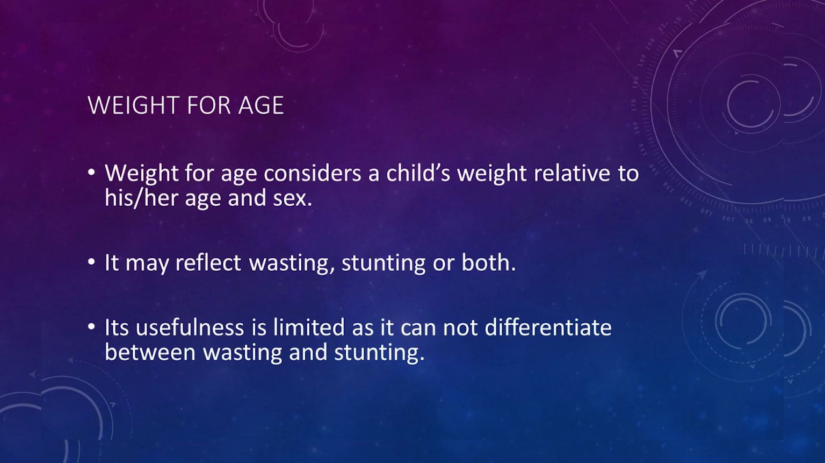Weight for age considers a child's weight relative to his or her age and sex. It may reflect wasting, stunting, or both. So from weight you can diagnose that there is wasting or stunting, or both are present. Its usefulness is limited as it cannot differentiate between wasting and stunting. So by weighing you cannot differentiate whether the child is suffering from wasting or from stunting.